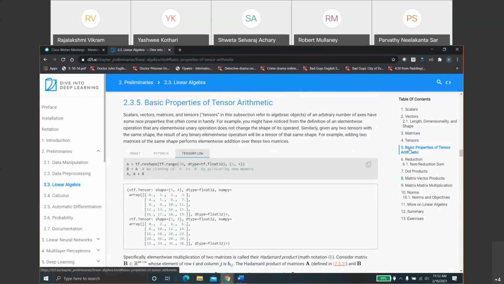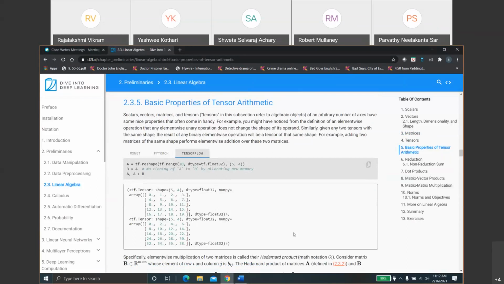In a tensor, when you add two tensors, you add element-wise. So you add the first element of tensor A to the first element of tensor B, the second element of tensor A to the second element of tensor B, and so on. So the addition, and also the multiplication in tensors, are element-wise.